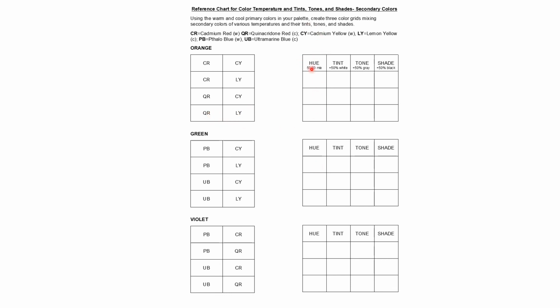First column will always be the pure color, the hue. The second column, the tint, 50% white added to the pure color. Third column, the tone, 50% gray added to the pure color. And finally, the last column will be the shade, 50% black added to the pure color. You should mix enough of your oranges to complete the rows and enough of your middle gray to complete your columns.